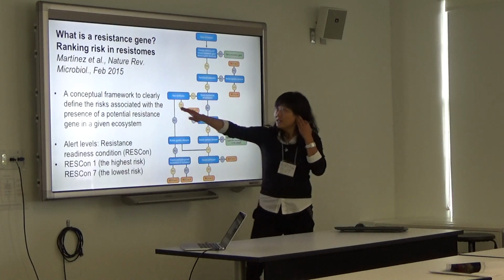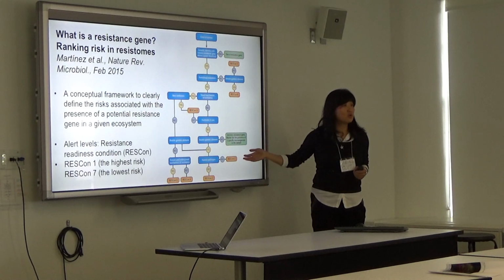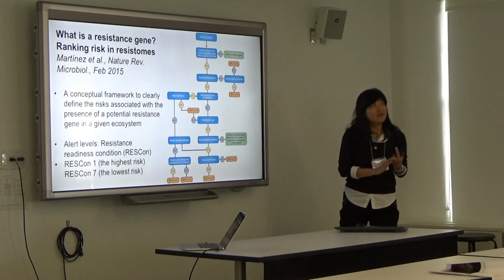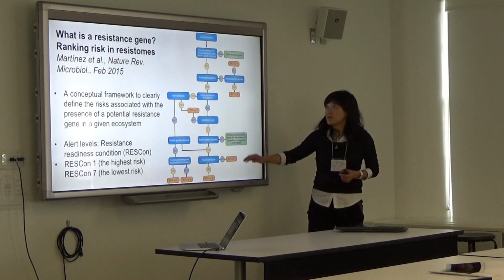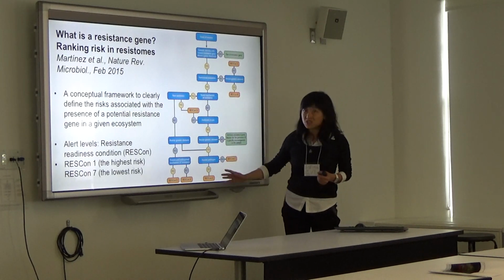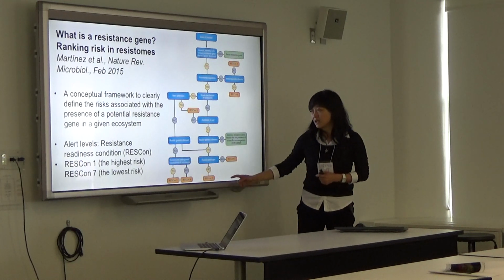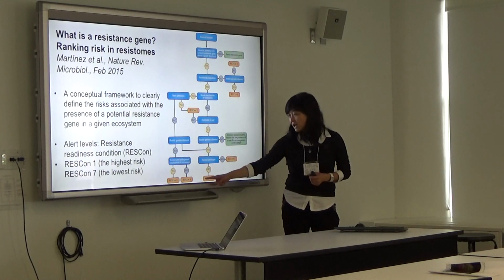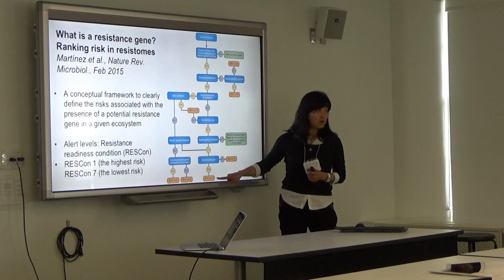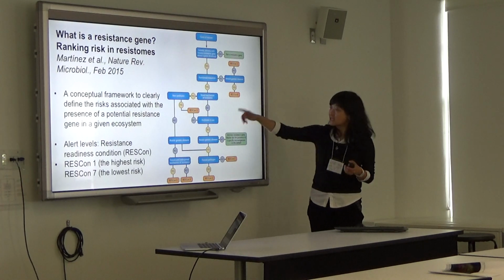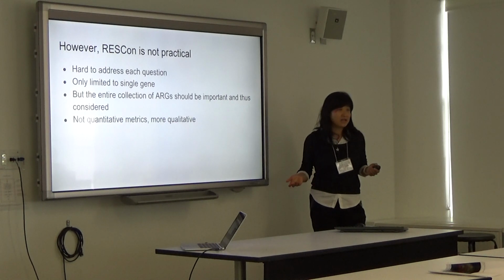So in 2015, Martinez et al. actually proposed a conceptual framework to evaluate the resistance risks. This is purely conceptual. You go through this decision tree, and at the end, they have alert levels. It's called response alert levels. This is the highest risk. If everything is yes, then you have this highest risk level in your sample, and 7 is the least. However, that is conceptual. It's not computational, so you still can't quantify it.